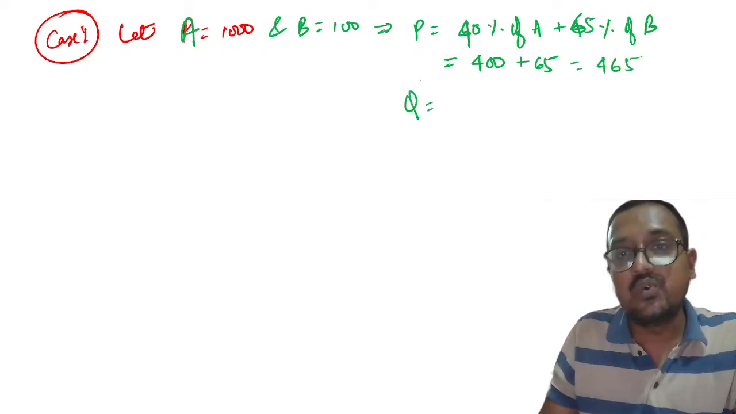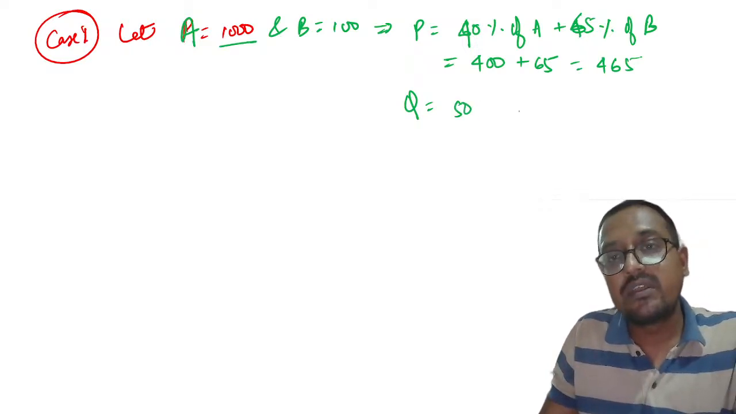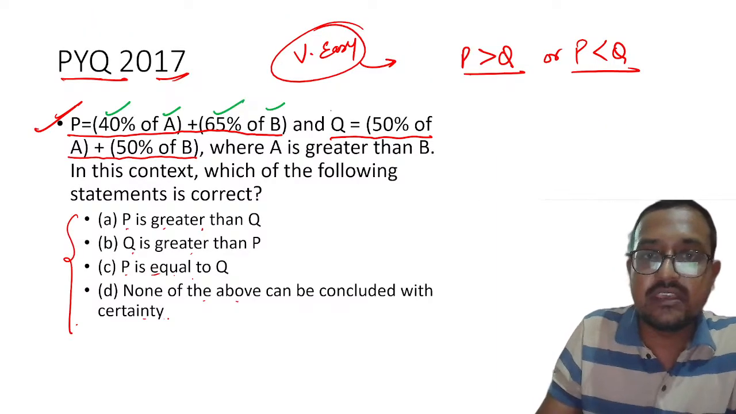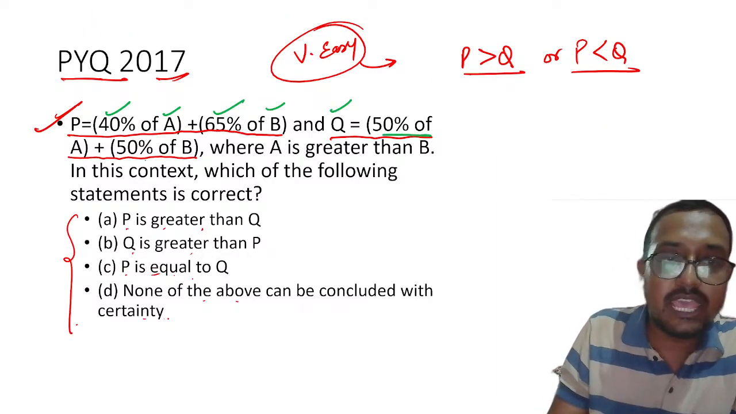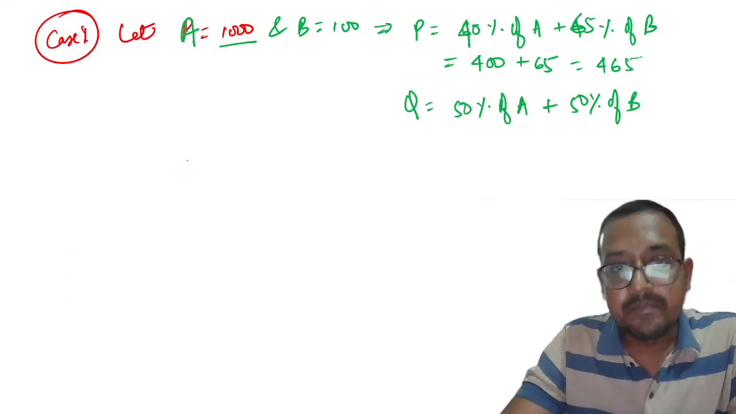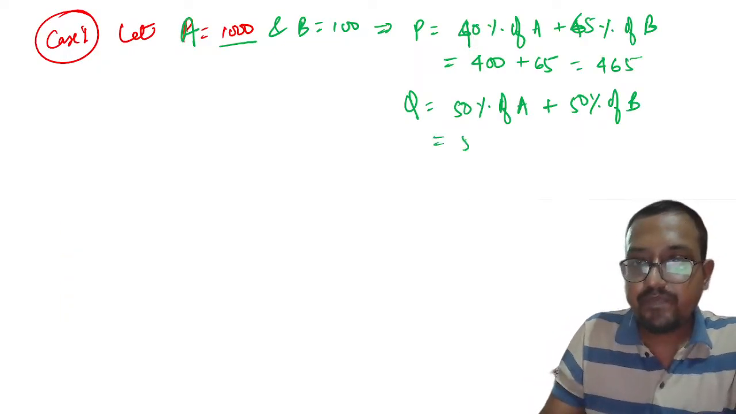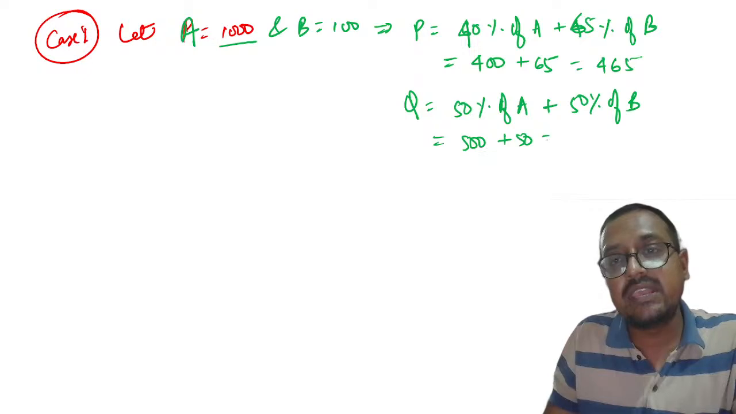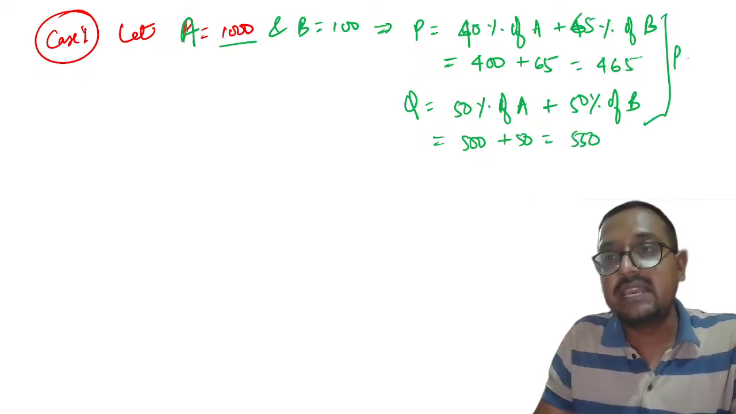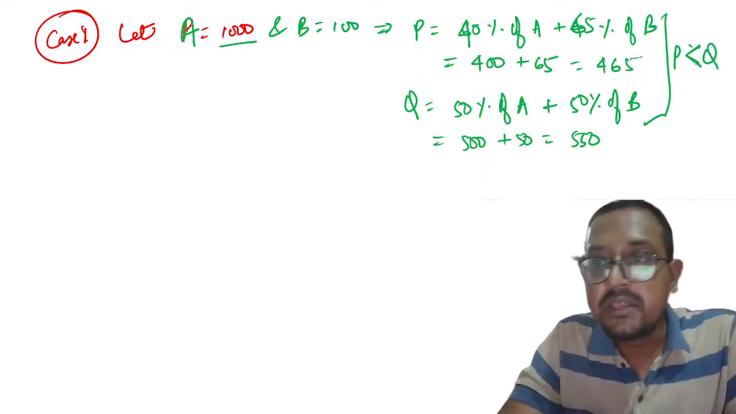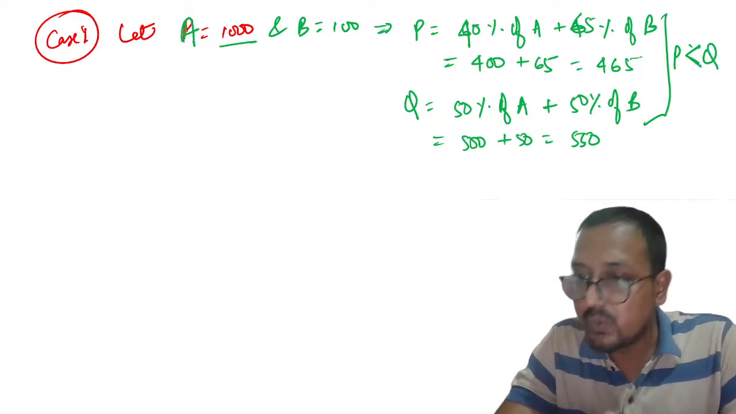Now let us calculate Q. Q is 50% of A plus 50% of B. 500 plus 50, that is equal to 550. In this case, what is happening? P is smaller than Q. P is smaller than Q, right?